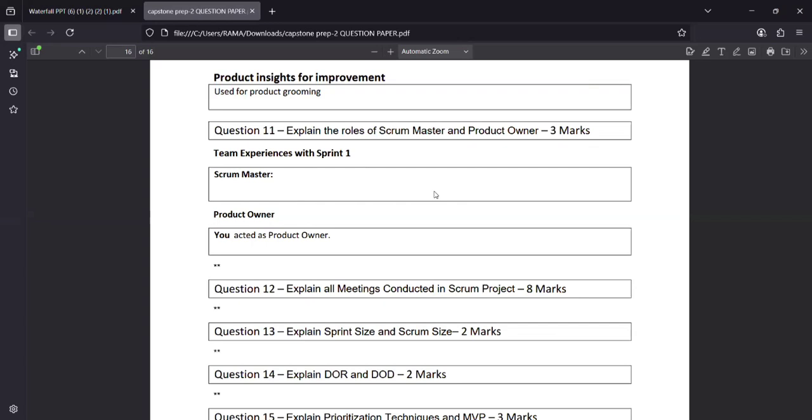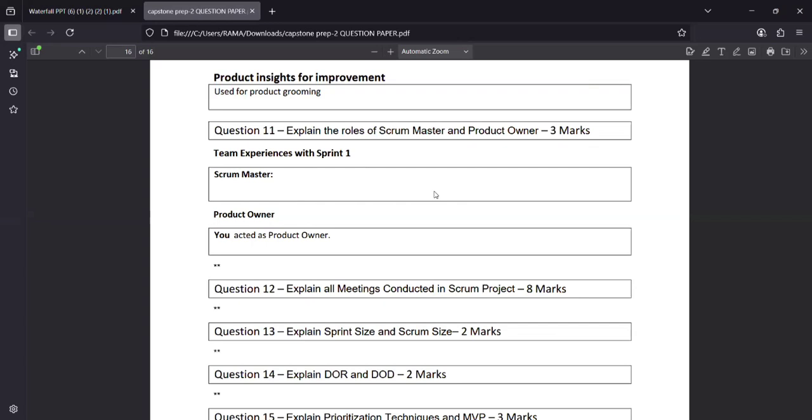When it comes to the product owner, the product owner defines the product vision, manages the product backlog, and prioritizes work to maximize BV, business value. He focuses on product features, customer value, and priorities. He will create and maintain the product backlog, write user stories and define acceptance criteria, and prioritize backlog items based on the BV, business value.